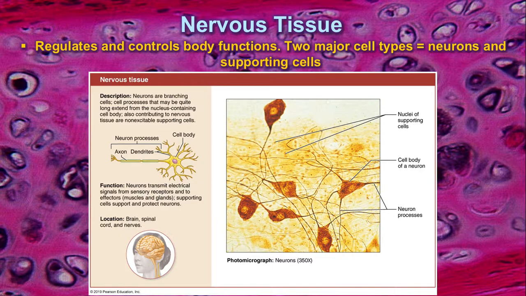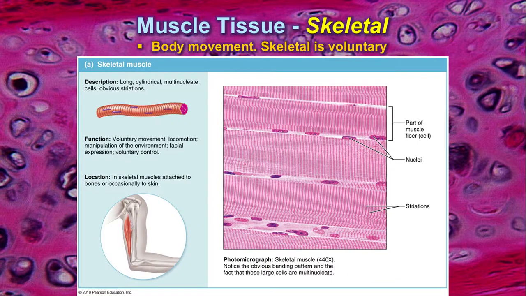In the tissue, you've got the neurons, which are the ones that are conducting the electricity, and we've got all these supporting cells, the glial cells, which help the neurons do their job. So we've got both of them together. Where are you going to find nervous tissue? In your brain, spinal cord, and your nerves. Good.